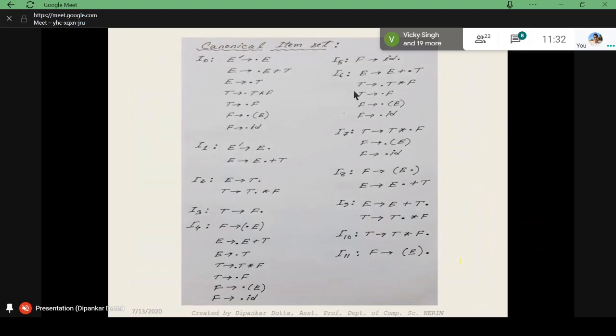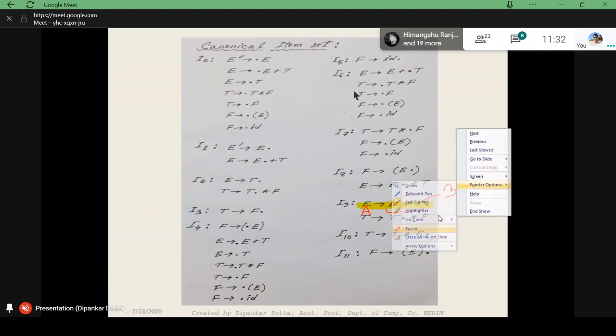Where is the dot at the end? Look, it is in I10, or let's take I9. In I9, the dot is the last symbol. So what is alpha here? Alpha means E plus T. What is A here? Capital E. So we can compare it with A implies alpha. If it is alpha dot, then directly we can go for rule number 3. Clear?